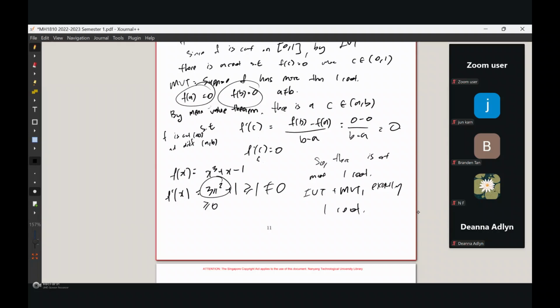Okay, any other questions? So when explaining it, we have to use the mean value theorem instead of just showing the first derivative, right? Yes, you have to use the mean value theorem. Oh, okay, thanks.